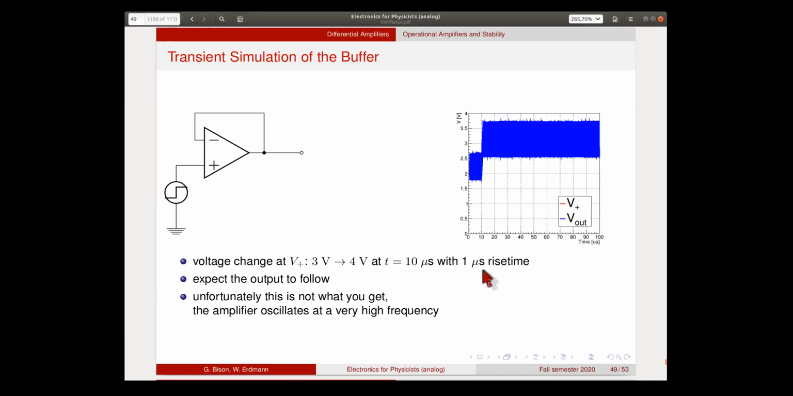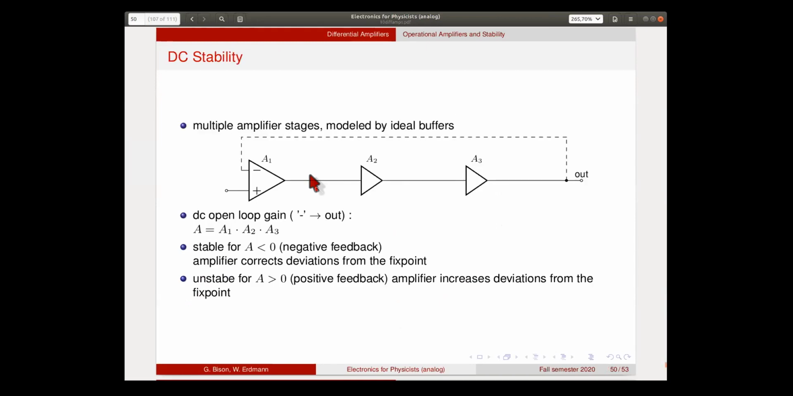But unfortunately, what happens when you simulate this, or the same would happen if you build it, is not what you get. Instead, the amplifier oscillates all the time with a very high frequency. And this is called instability. And the question is, why does that happen?